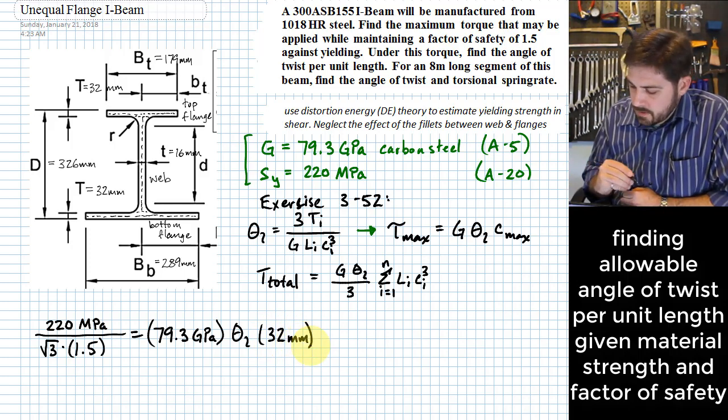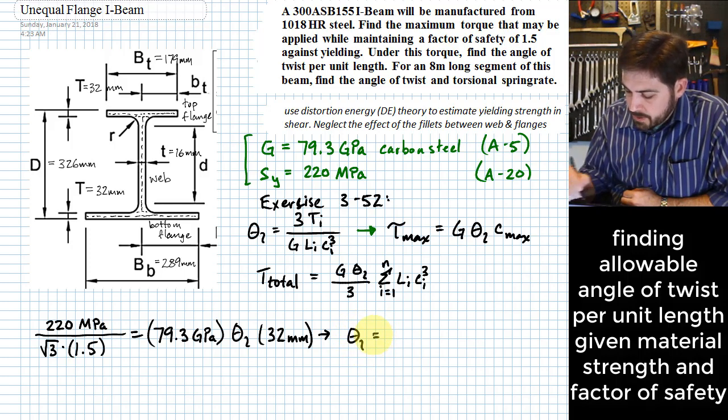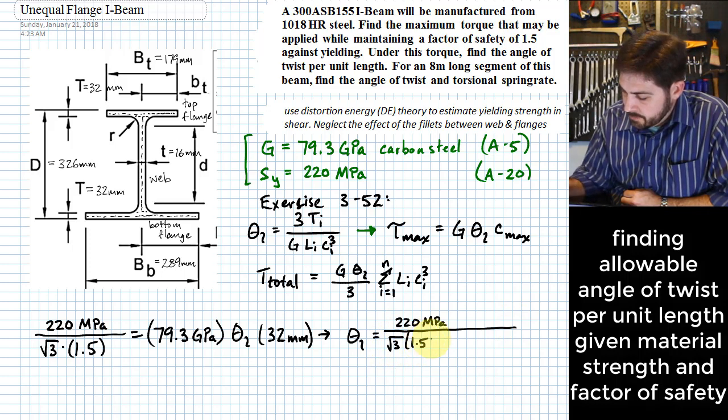Okay, let me go ahead and rearrange this real quick. This tells me that my angle of twist per unit length is going to be equal to 220 megapascals over the square root of 3 times 1.5 times 79.3 gigapascals times 32 millimeters.